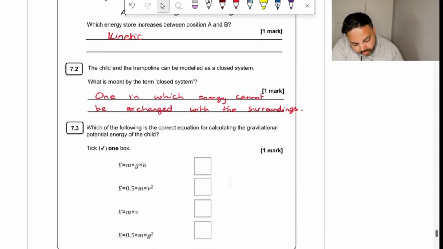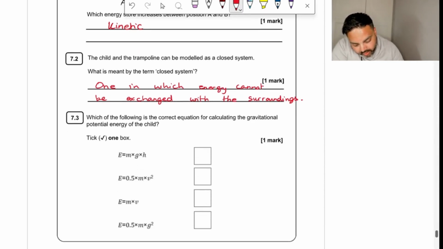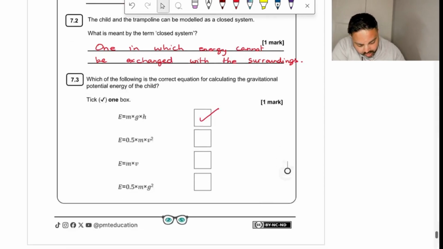And then, boys and girls, which of the following is the correct equation for calculating gravitational potential energy of the child? Luke, could you say released? Energy cannot be released to the surroundings. Yes, I'll give you that. Good, well done. It's MGH, it's the first one. Right, and then the next one.